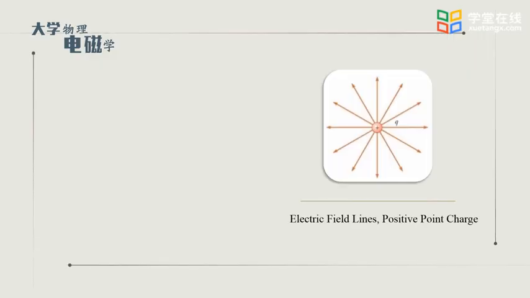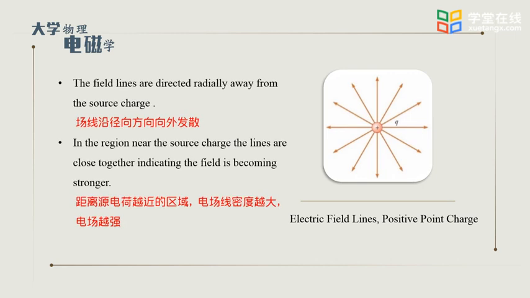Firstly, let's see the field lines drawn for a field due to a positive point charge. Because a positive charge placed in this field would be repelled by the positive source charge, the lines are directed radially away from the source charge. In the region near the source charge, the lines are close together, indicating the field becomes stronger as we move toward the source charge.